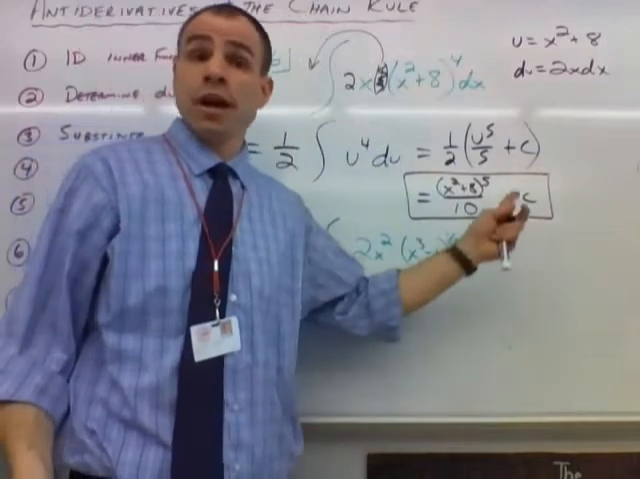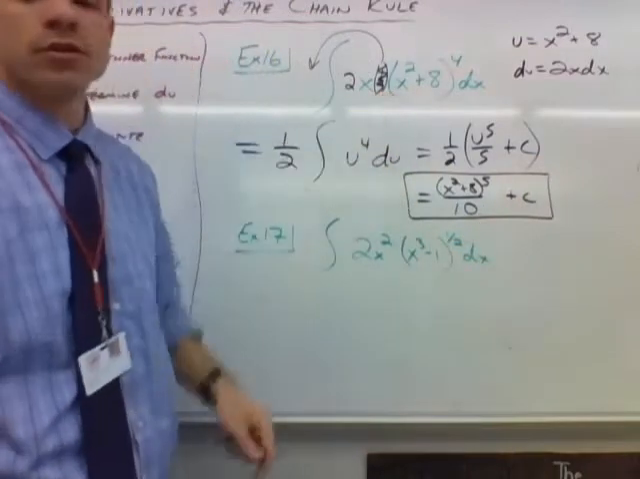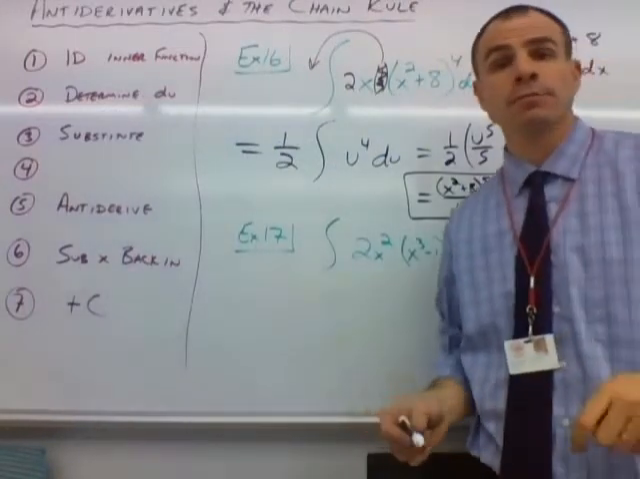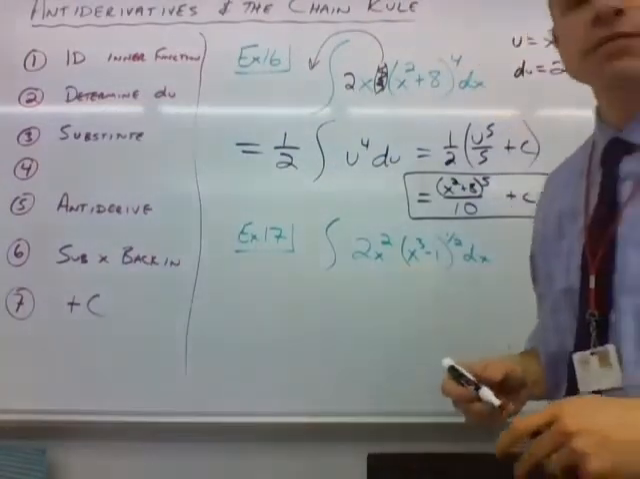Not sure? Derive it. You're going to end up with the original problem, x times the quantity x squared plus 8 to the fourth power. It'll work out. Let's take a look at 17 as well.